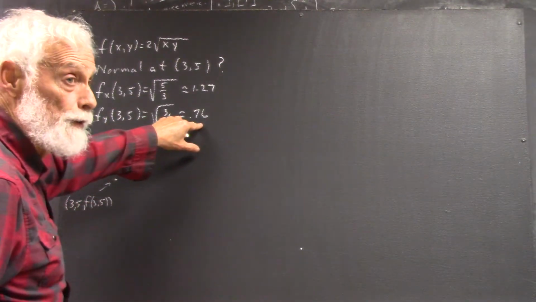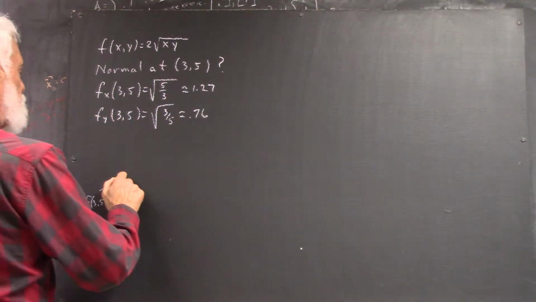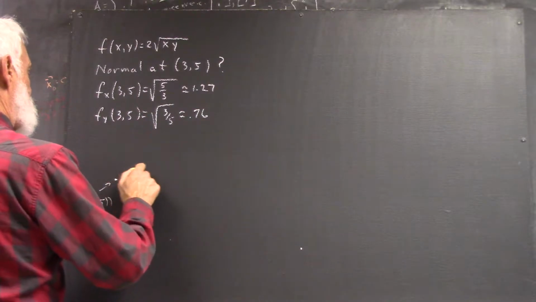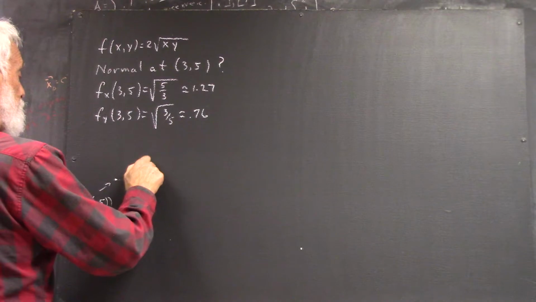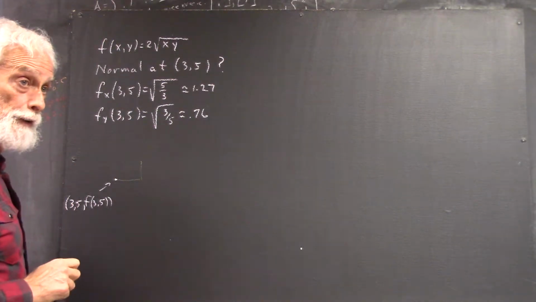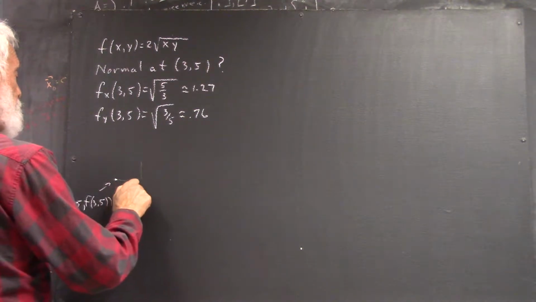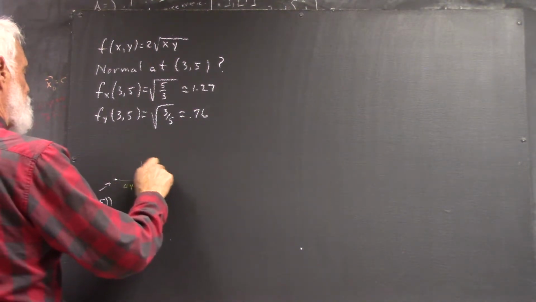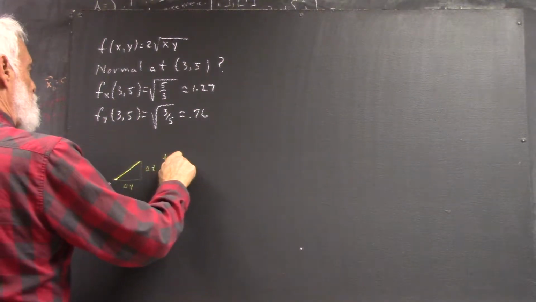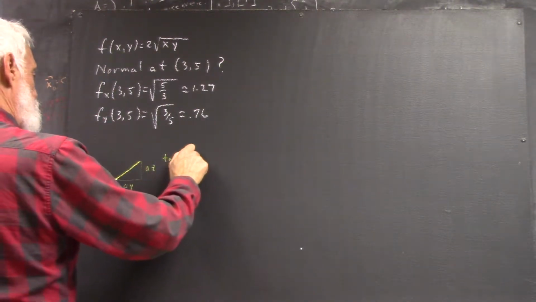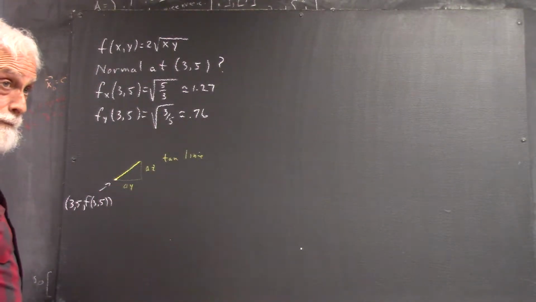the partial with respect to y is 0.76, right? So that means if we have any run here, the rise is 0.76 of the run, right? So here we have a delta y and a delta z. And we have a tangent line, right, with a slope.